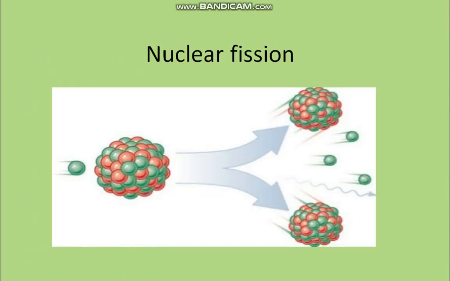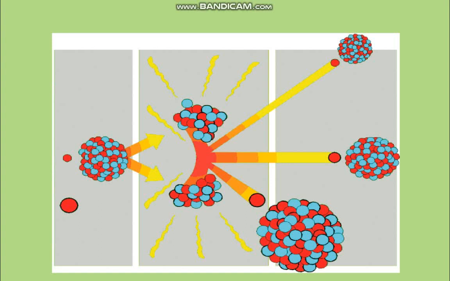Nuclear fission is the subdivision of a heavy atomic nucleus such as that of uranium or plutonium into two fragments of roughly equal mass. The process is always accompanied by the release of a large amount of energy. In nuclear fission, the nucleus of an atom breaks into two lighter nuclei.